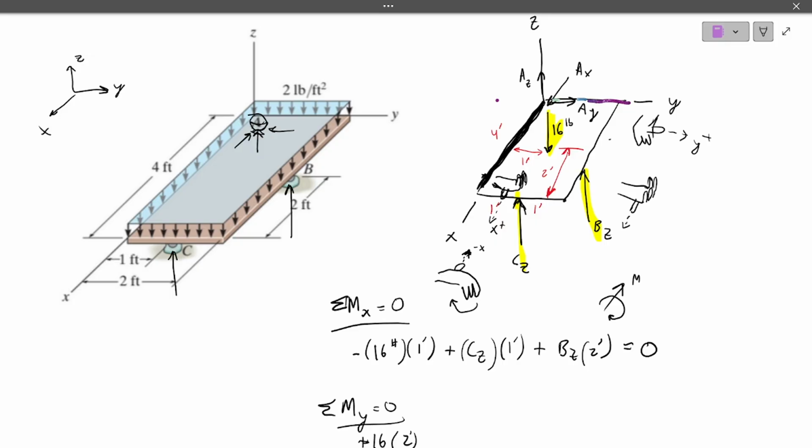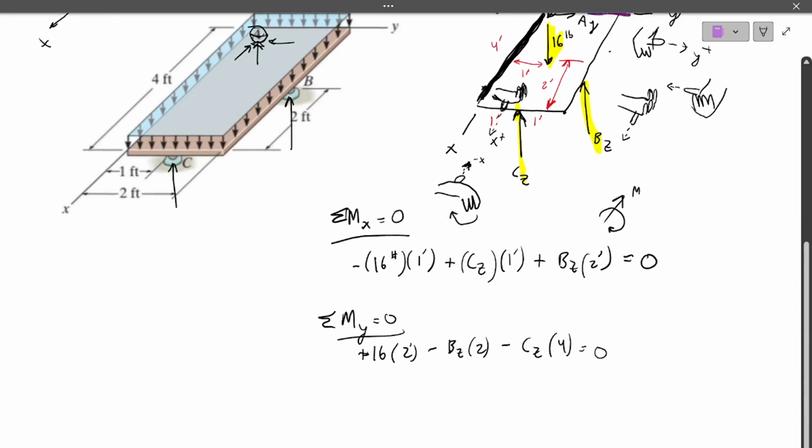The next one is BZ. So BZ is going to be curling my fingers upward like this, and my thumb is pointing that way to the negative y-axis. It's the opposite of the 16 pounds pointing down. So negative BZ times 2 feet. Then we have the last one, CZ. It's also pointing up, so it's negative CZ times 4 feet equals 0.